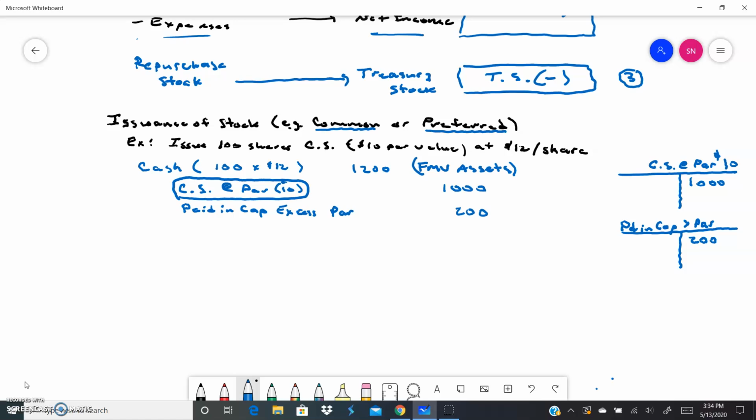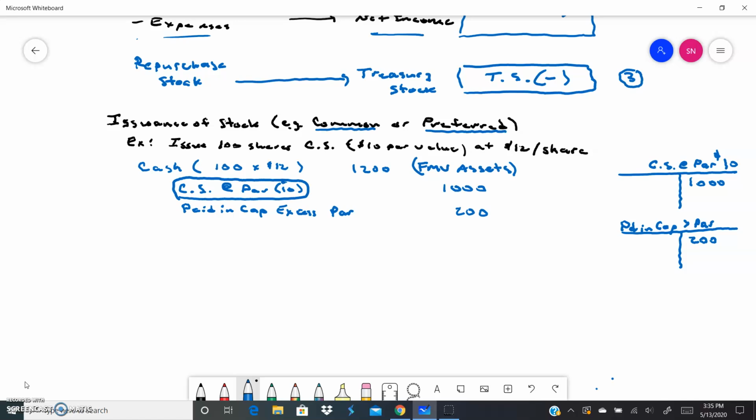So if we had a balance sheet right now that we prepared, we'd have paid-in capital, and under that heading, we'd have common stock of $1,000, and we'd have paid-in capital in excess of par of $200, for a total paid-in capital amount of $1,200. And then we'd have some amount in retained earnings, and we might even have some amount in treasury stock at some point. Okay, so that's the issuance of common stock.